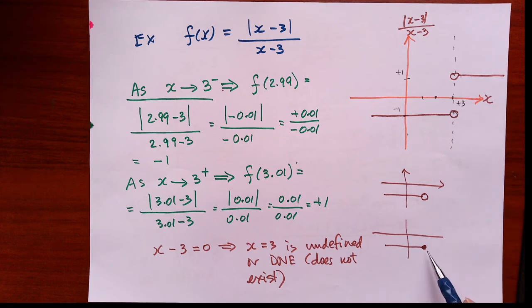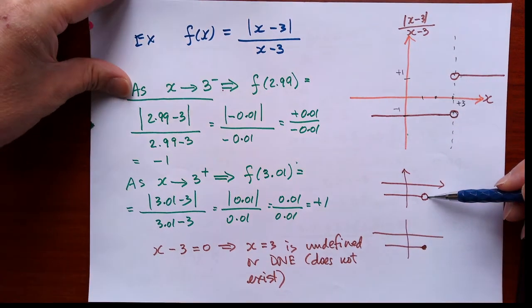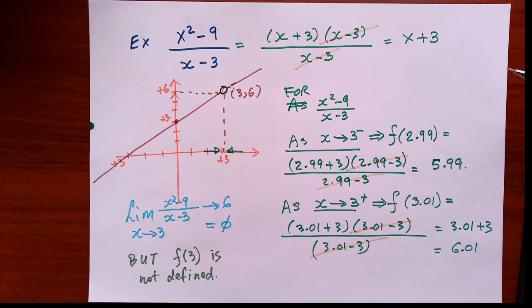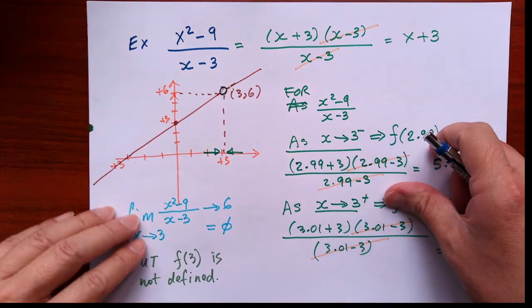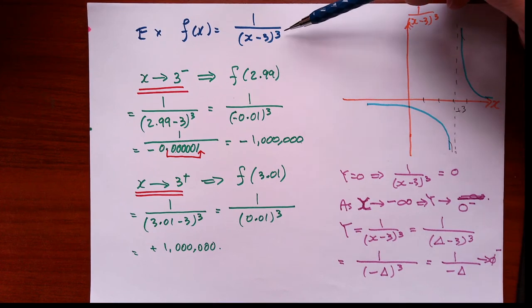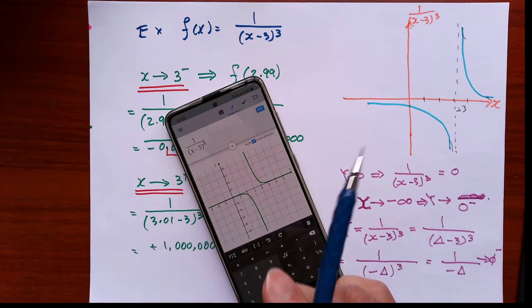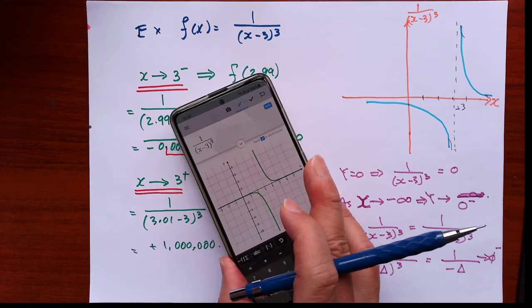If you want to include a point, you draw it with a filled-in dot. And if you want to exclude a point, you draw it with an empty dot. And the last equation we looked at was 1 over (x minus 3) cubed. And so we get a function that looks like this. You can reconfirm it one more time with your calculator. It would look like this.